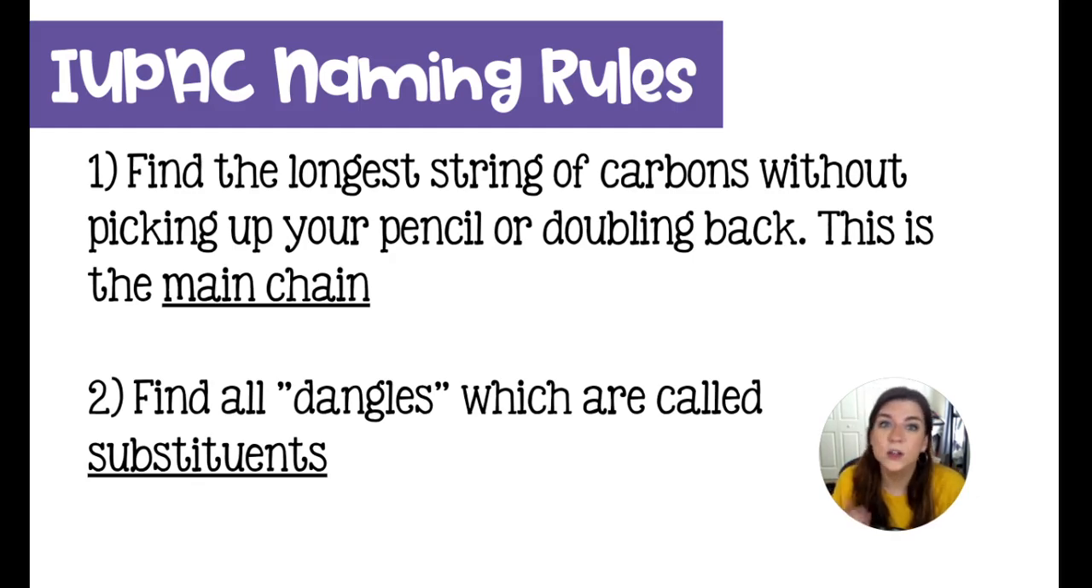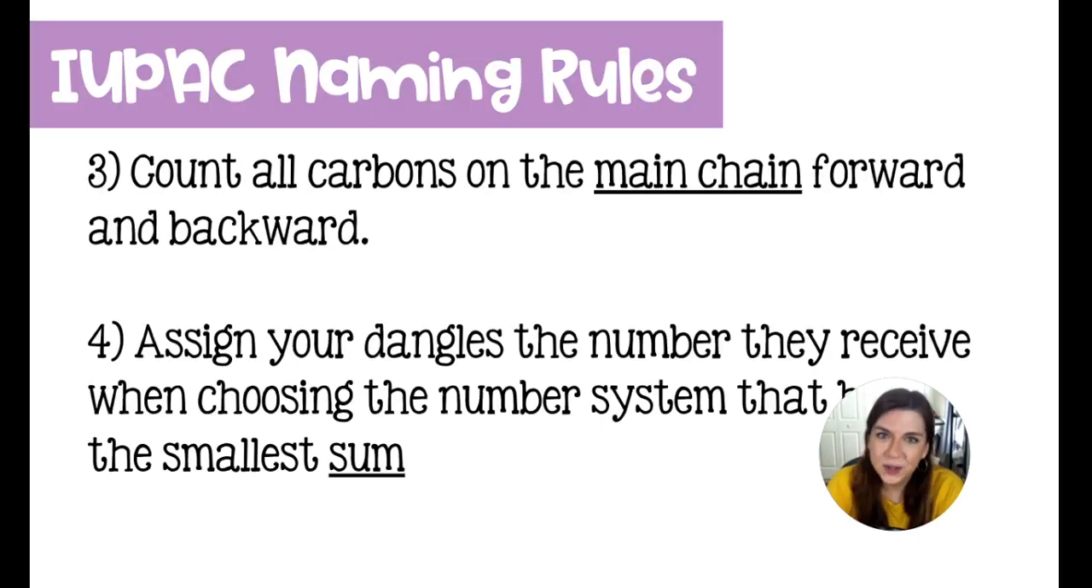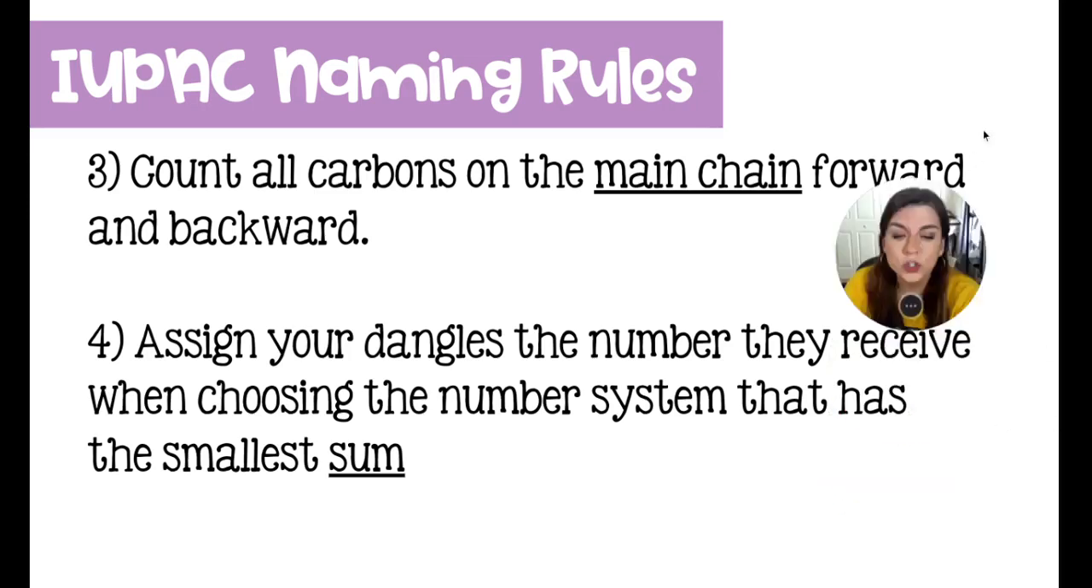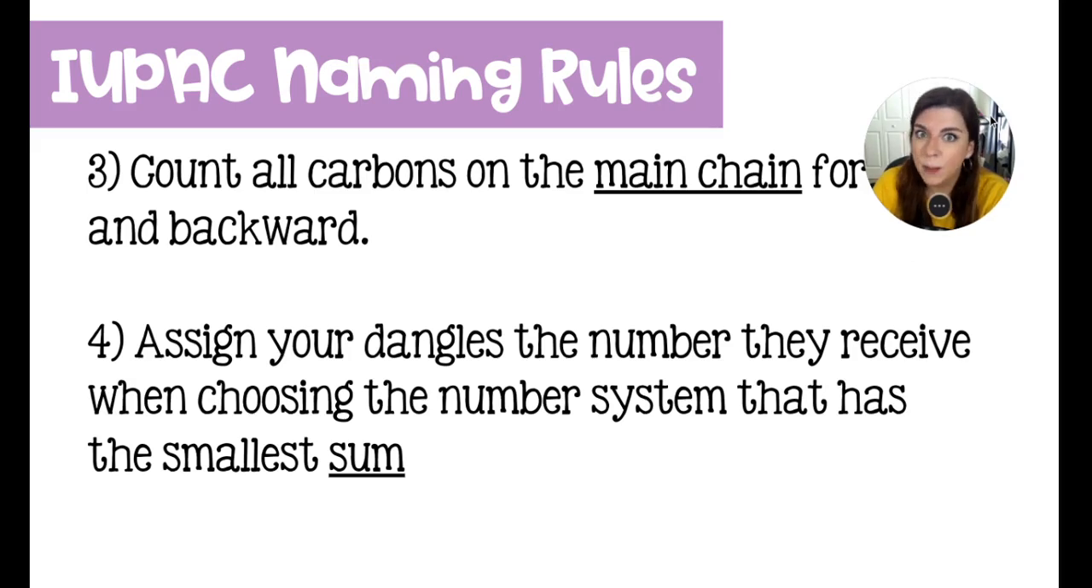Then what we need to do is find all of these things that are dangling off of the carbon chain. I like to call them dangles, but typically they will be called substituents by people who use proper language. We are still going to count the number of carbons forwards and backwards because we want our numbers that we assign to these dangles or substituents to be the lowest number possible. Now, sometimes you'll have more than one thing dangling off of this carbon chain, so in that case you would want your substituents to receive the lowest sum possible.